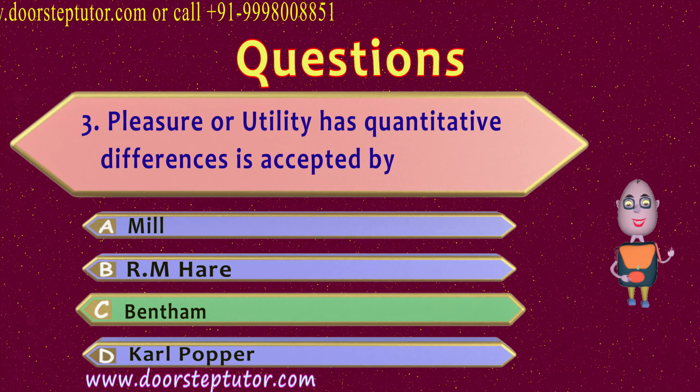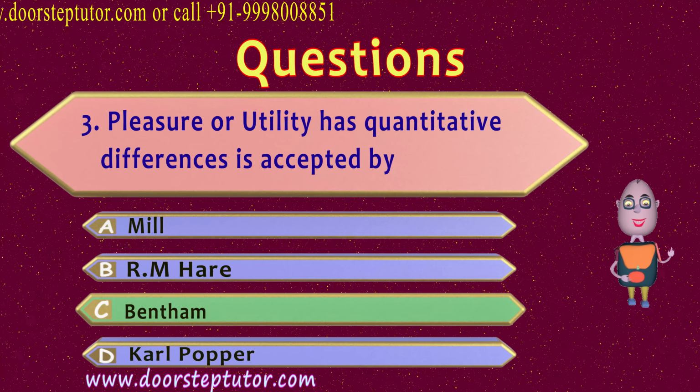Question 4. Values must be maximized rather than the pleasure is accepted by. The correct answer is Rashdall. This comes under ideal utilitarianism. Here, the moral worth of an action is based on values and not pleasure.